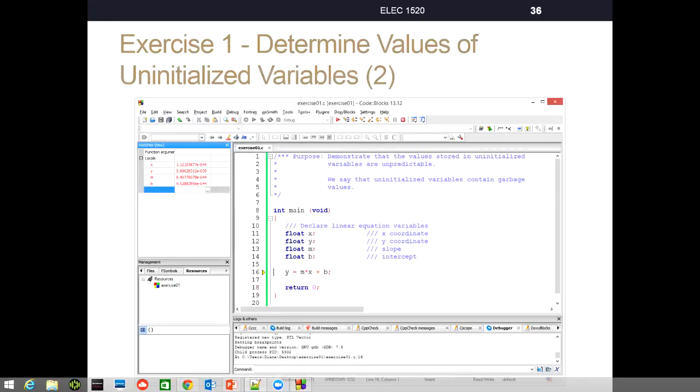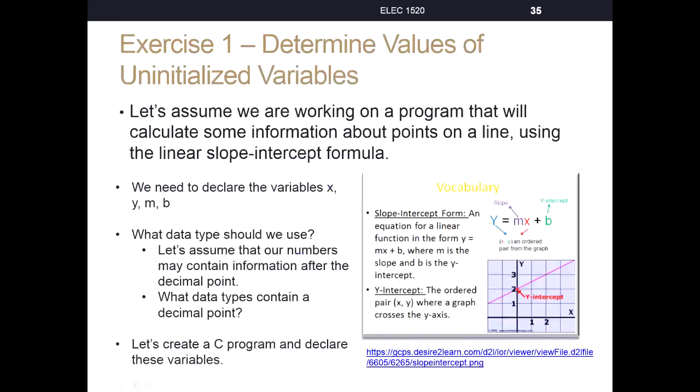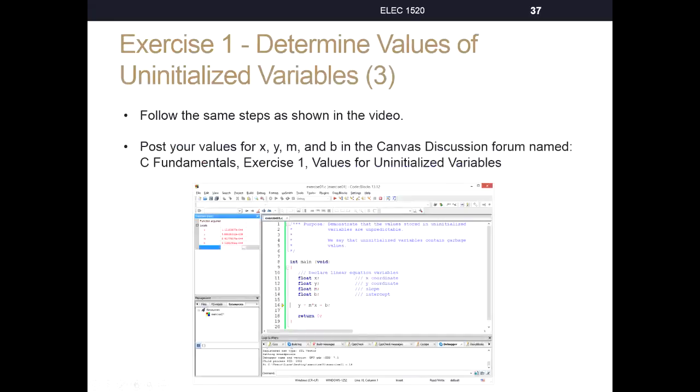Now, what I'd like you to do is follow the same steps. You should have been following these same steps. And then on Canvas, there's a discussion forum. Here's the name of the discussion forum. I want you to go ahead and post your values for X, Y, M, and B out on that discussion forum. So each student in the class should go to that discussion forum on Canvas and post your values.